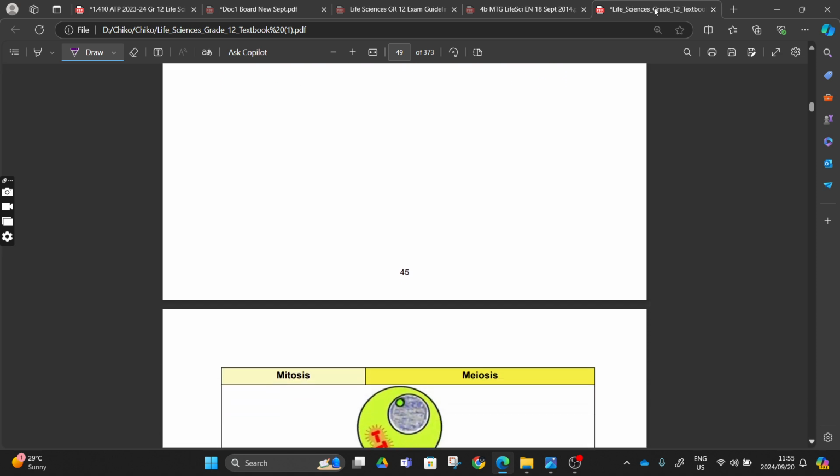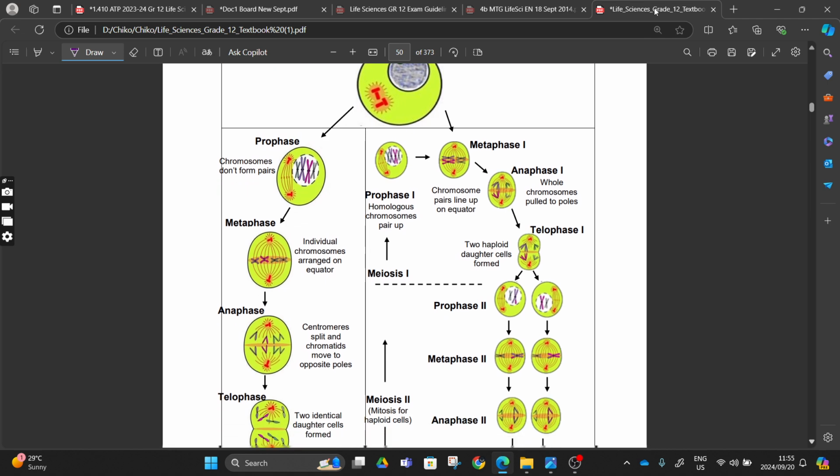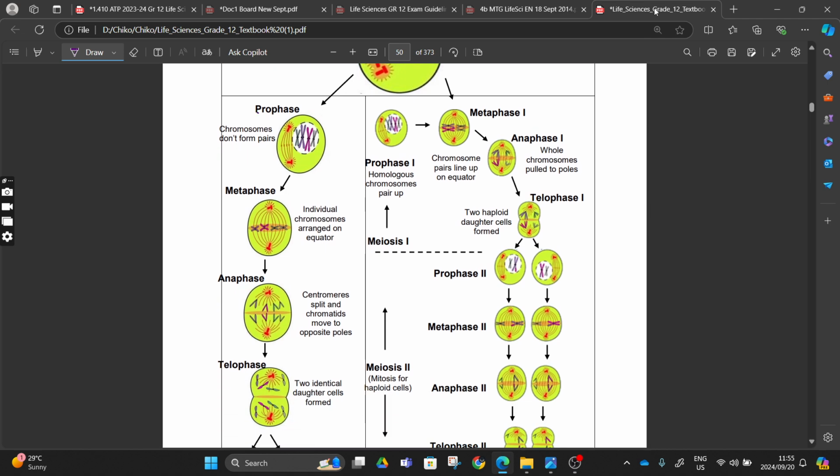As you already understand what is happening in mitosis, on our left-hand side we have prophase, and the chromosomes are not paired in homologous pairs. You can see they are single. From there we move to metaphase, where those chromosomes are arranged singly at the equator. Then anaphase pulls those chromatids to the opposite poles, and in telophase the cytokinesis splits that cell into two identical daughter cells.